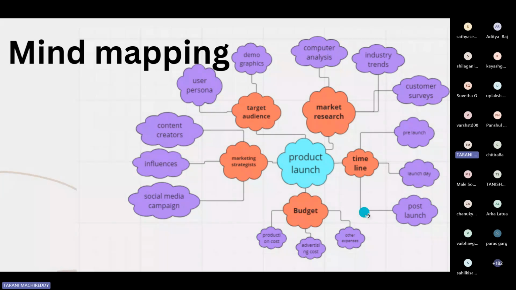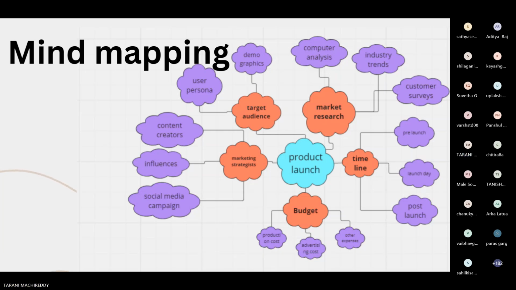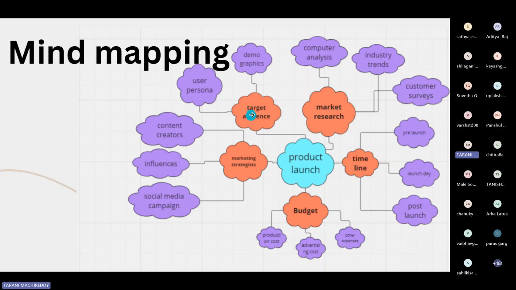As we see in the diagram, the thing in the middle of this mind map is the core problem statement. So a company wants to launch a product and beat all other companies. This is the core problem statement. What are the branches or ideas we can take? One is target audience, and then the next comes market research, timeline, budget, market strategies. All these are some ideas we want to go through.